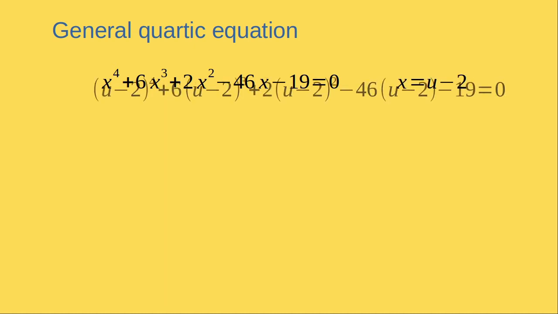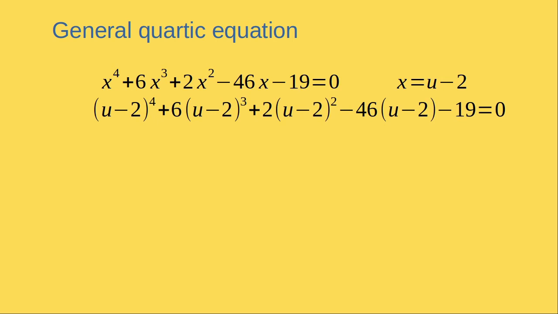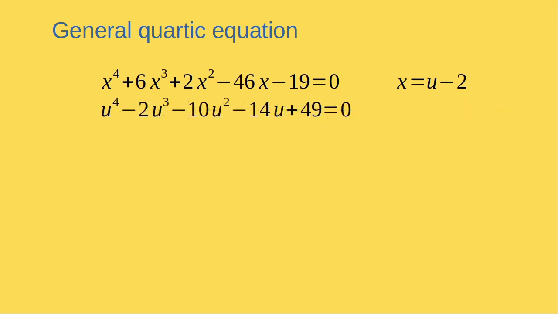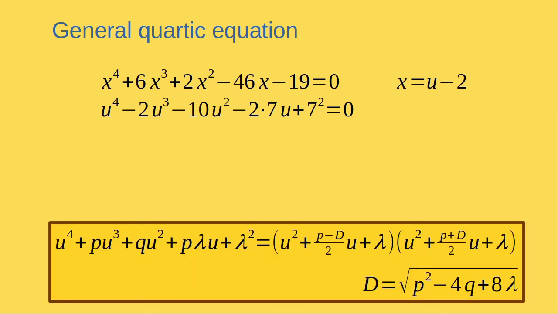After applying it and simplifying, we get u to the fourth minus 2u cubed minus 10u squared minus 14u plus 49 equals 0. We write 14 as 2 times 7 and 49 as 7 squared. And can you see it? Yes, once again we've obtained a quasi-symmetric equation. Hence, we can again use our product formula for quasi-symmetric equations to solve it.